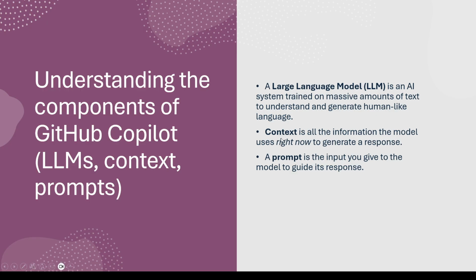So we understood the context, and the prompt is also a basic, small entity. A prompt is nothing but a question. It is the input that you give to the model to guide its response. So a prompt is a question which takes the context, and then finally the large language model understands the question based on your context and sends the response back. So this is how GitHub Copilot works, and these are the very basic components of GitHub Copilot.